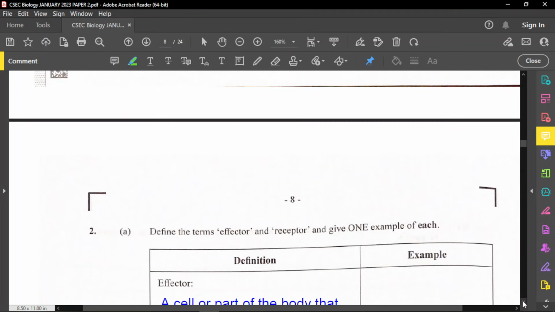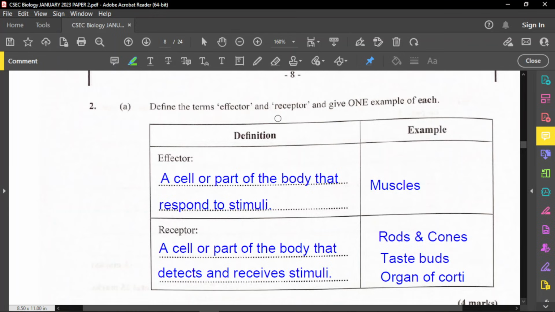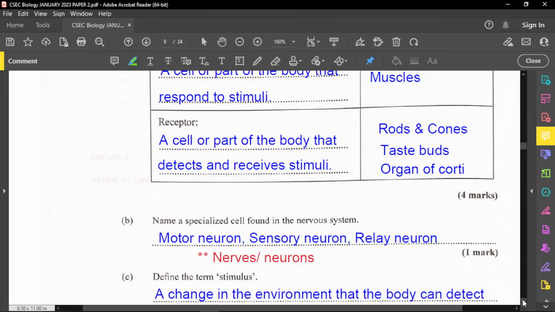Question number 2 now. Question number 2 said define the terms effector and receptor and give one example of each. And so an effector is any cell or part of a body that responds to stimuli. An example is the muscle, because in fact that's what is carrying out the movement. All right, and so we have receptor. A receptor is really a cell or part of a body that detects and also receives stimuli. An example would be rods and cones, taste buds, organ of Corti. An organ of Corti can be found in the cochlea in the ear. All right, and so they are the vibration detectors.